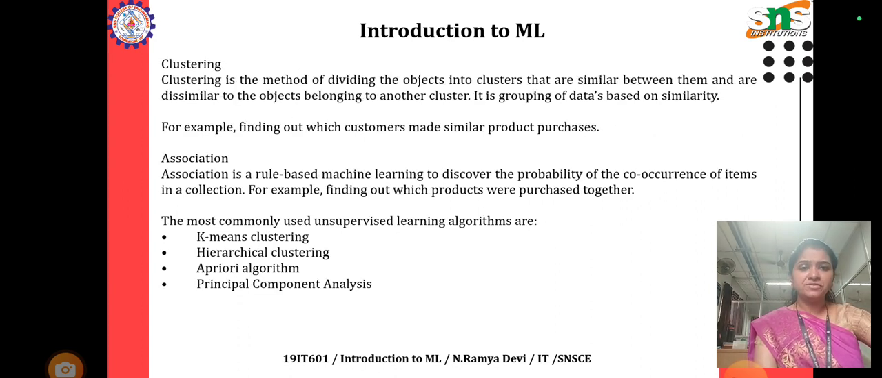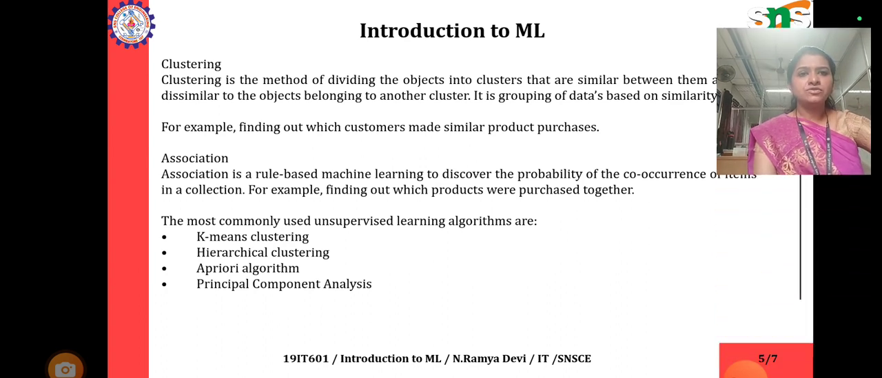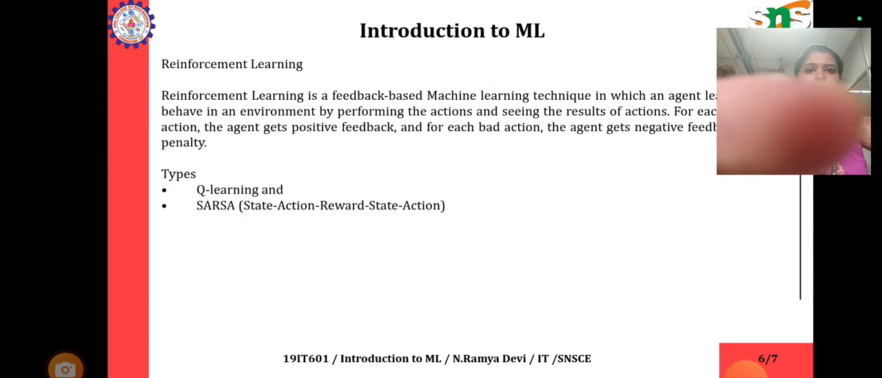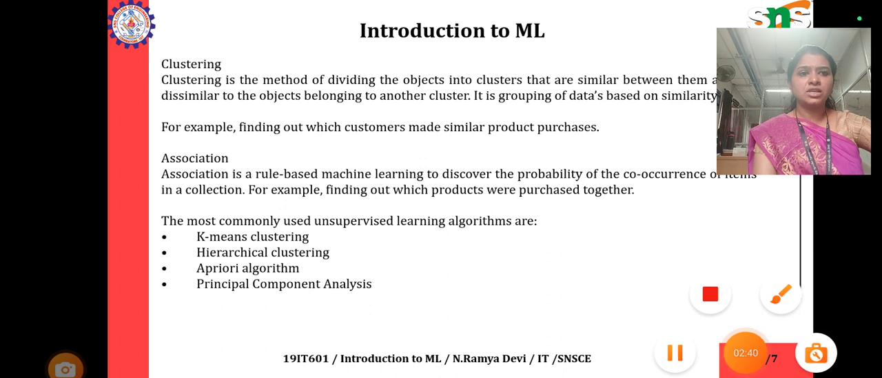Clustering is the method of dividing the objects into clusters that are similar between them and are dissimilar to the objects belonging to another cluster. It is grouping of data based on similarity, for example, finding out which customers made similar product purchases. Association is a rule-based machine learning method to discover the probability of the co-occurrence of items in a collection, for example, finding out which products were purchased together. The most commonly used unsupervised algorithms are k-means clustering, hierarchical clustering, the Apriori algorithm, and principal component analysis.